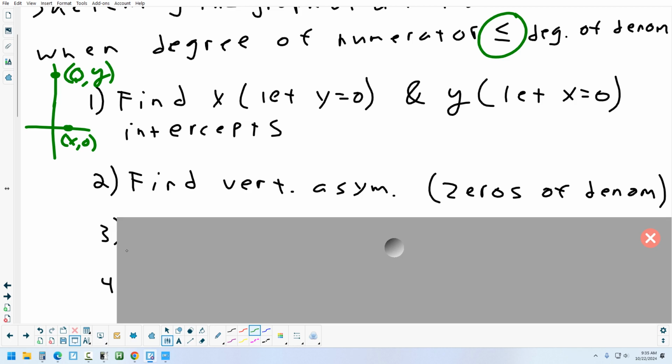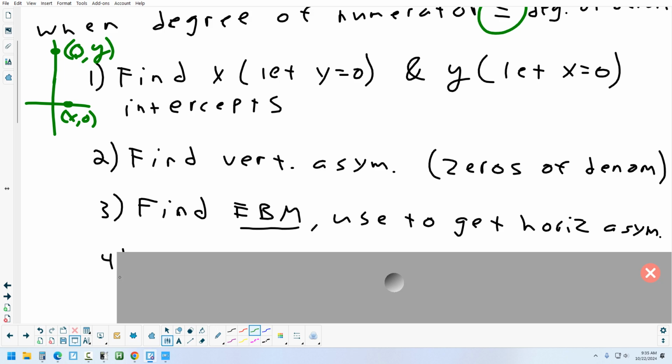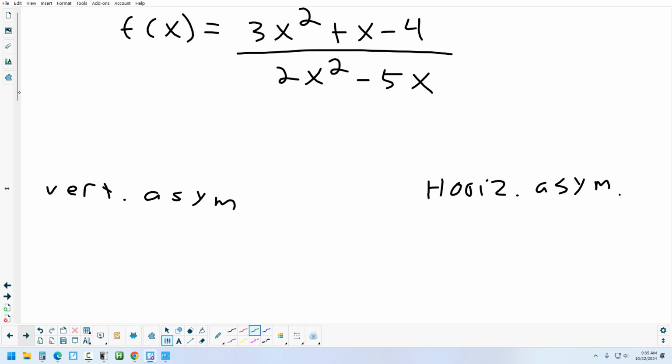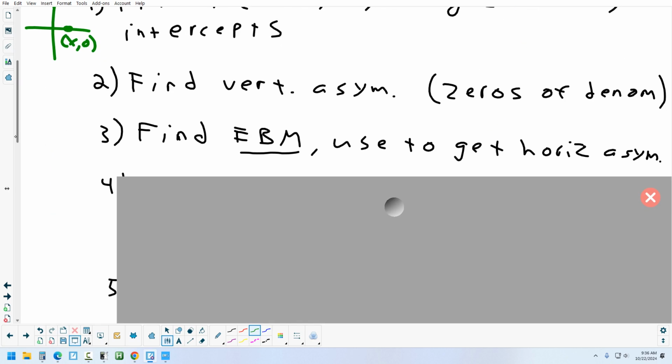Okay, another kind of asymptote we want to find is the horizontal. But to do that, we find the EBM. The reason we find the EBM is because finding the horizontal asymptote of something like this is complicated. We need a simpler version to work with, and that's what the EBM is. It's a simpler version of that. Okay? So we're going to find the simpler version and work with that to get the horizontal asymptote. At that point, that's pretty much what we can do by hand.